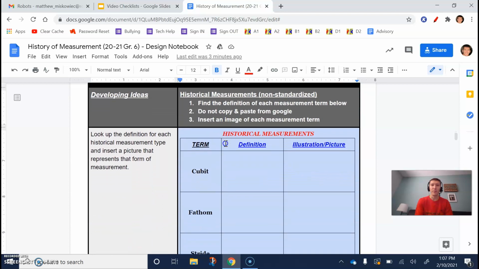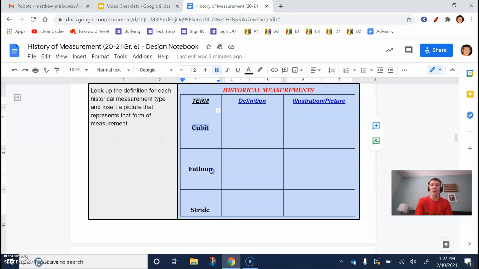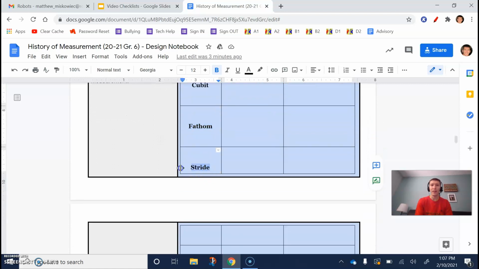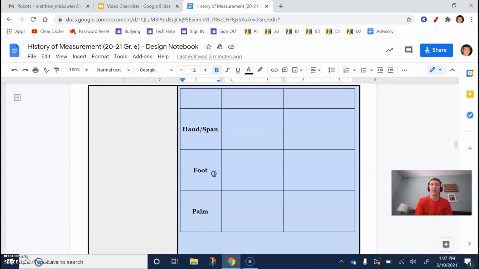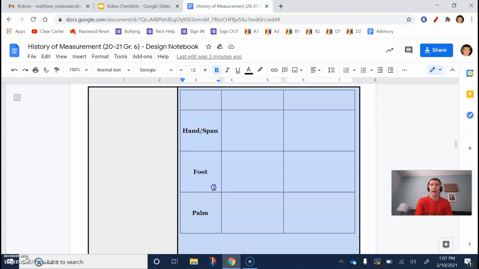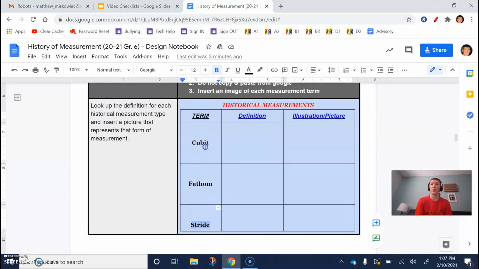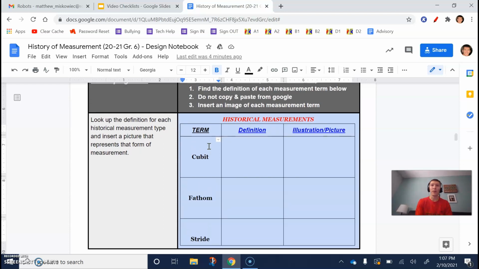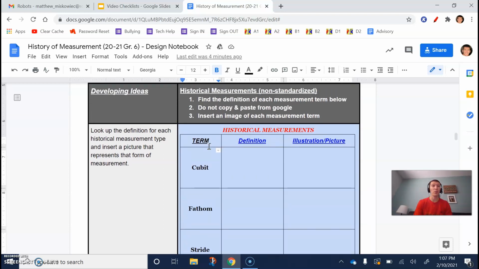So for this activity, we're going to find the definition of each of these terms: cubit, fathom, stride, hand or span, foot, and palm. And next class, you're going to be using these terms and measuring in these different ways with different objects. And so we need to all make sure we know what these terms are and how to measure this way. So I'm going to Google search each of these. Don't copy and paste. And then I'm also going to put a picture of each one.